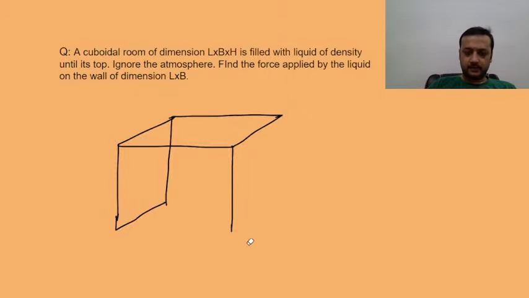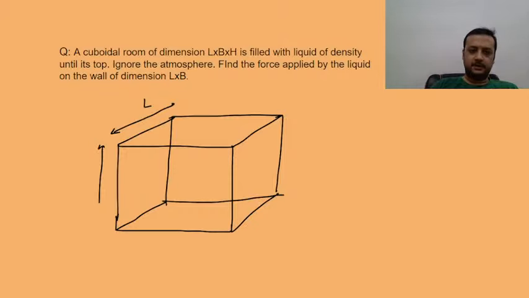My bad, I'm wrong again. So this kind of cuboidal room, right? So let's call this length to be L. Let's call this to be B. Let's call this to be H. It would hardly matter what you want to call it. So I'm calling this as L, this to be B, and this to be H. Okay. The logic will remain the same.